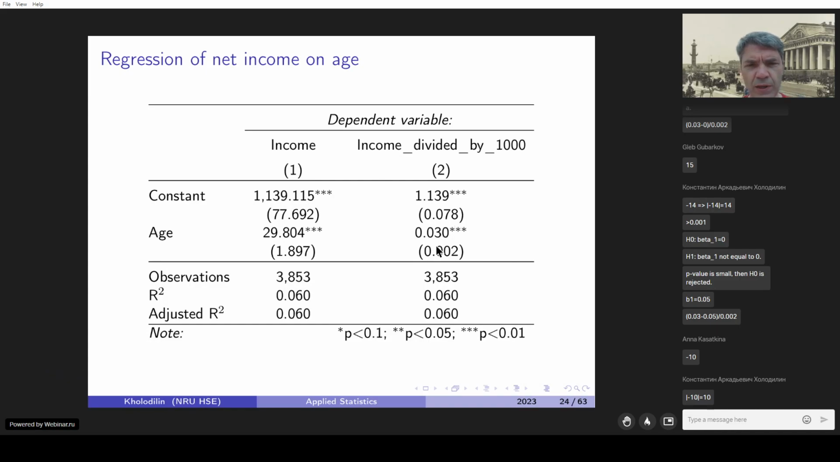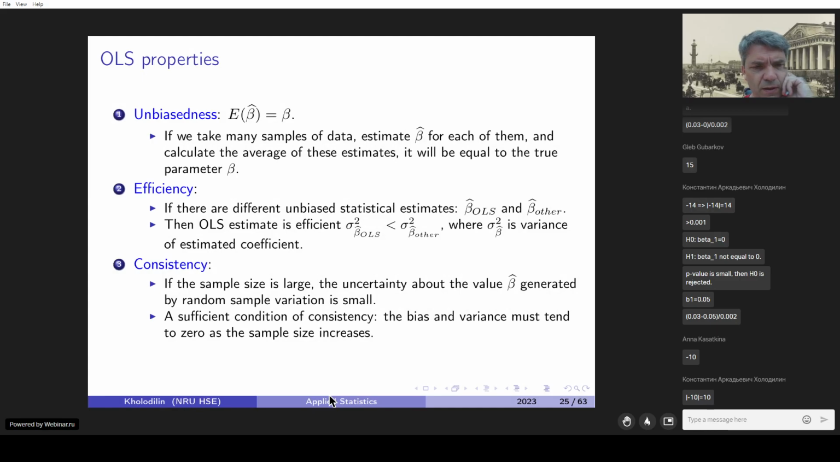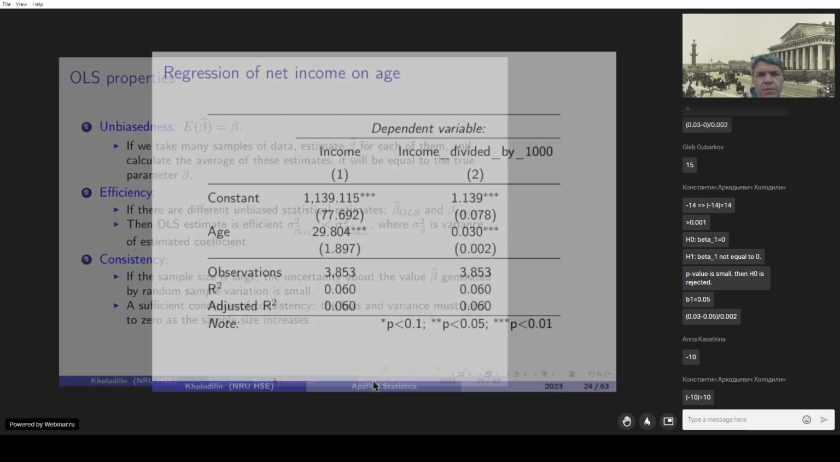So here we can test different hypotheses, which is important. Okay, do you have any questions? Because it's a very important topic.